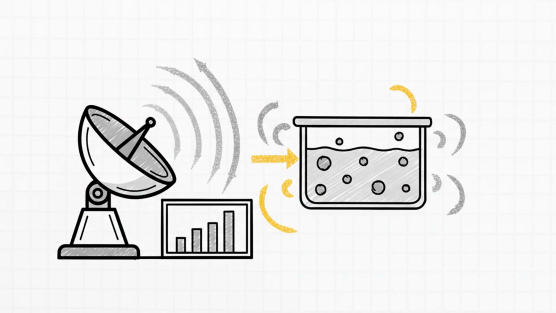The best way to picture how DLS works is to think of it like a really sophisticated radar gun for nanoparticles. You shine a laser into your sample, and a detector watches how that light scatters off the particles. Here's the brilliant part. Smaller particles move around like crazy, so their scattered light signal fluctuates really fast. Bigger, heavier particles move slower, so the fluctuations are slower.